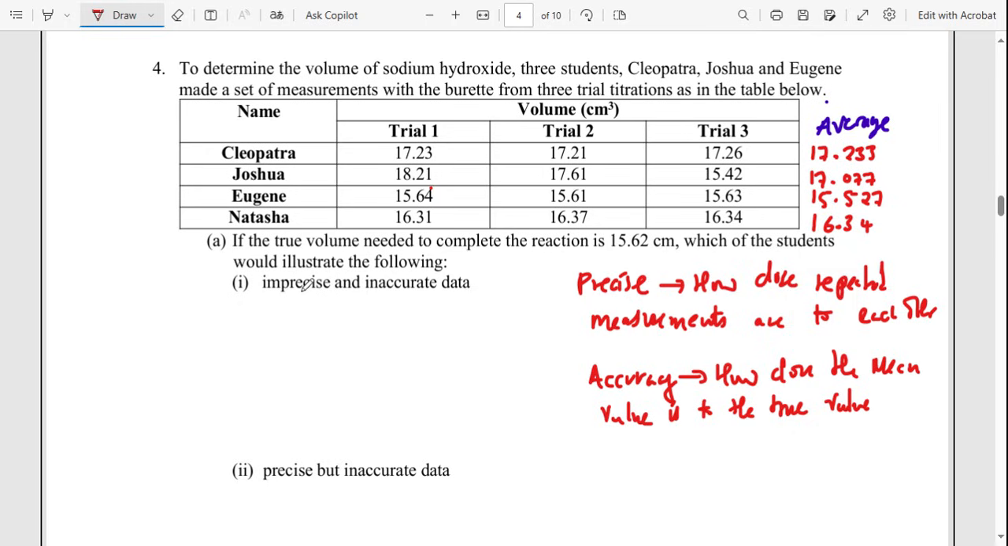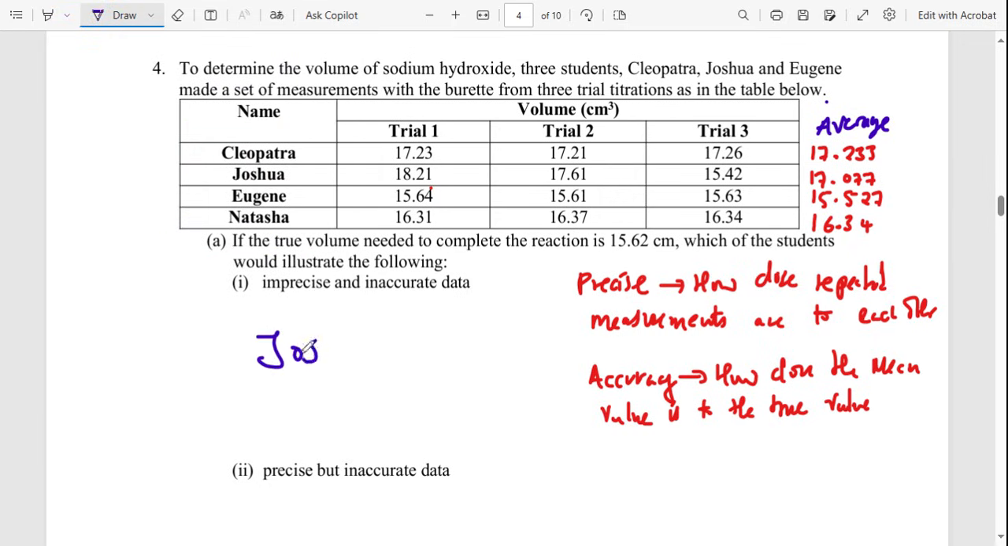So Joshua is imprecise because the repeated measurements are not close to each other. It is also inaccurate because the average, which is 17.07, is very far away from the mean, which is 15.62. Okay, so therefore Joshua is both not precise and not accurate. For 2, precise but not accurate. So precise means that the measurements are close to each other, but it's not accurate because the average is not near the true value.